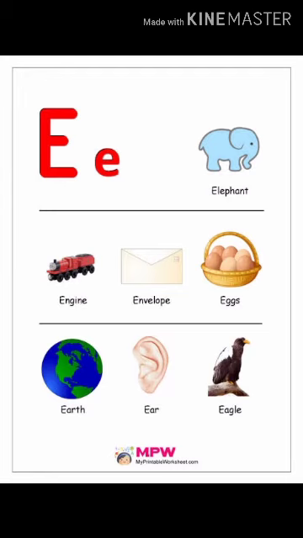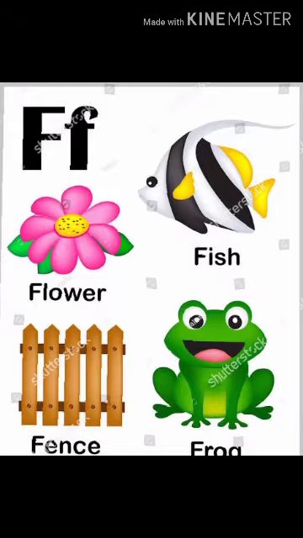E elephant. The next letter is F. F fish, F flower, F fence, F frog. These all are pictures related to the letter F. So do these: F fish, F flower, F fence, F frog.